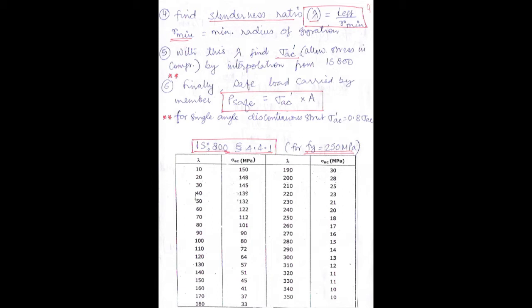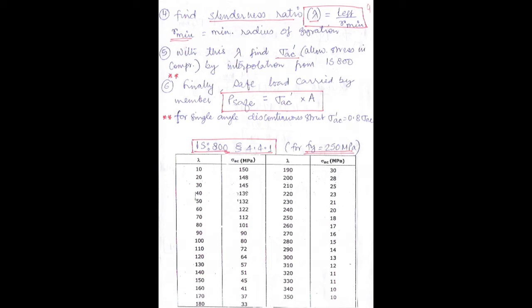How to do it? I will explain it with an example. Please remember, this is the value of sigma AC that you get from this table after interpolation. But if it is given for a single angle discontinuous strut or compression member, then whatever sigma AC value you obtain, you have to multiply it by 0.8 and then take that value. Please keep it in mind. I repeat, for a single angle discontinuous strut, the value you get from this table after interpolation, you have to multiply by 0.8 and then use that value.